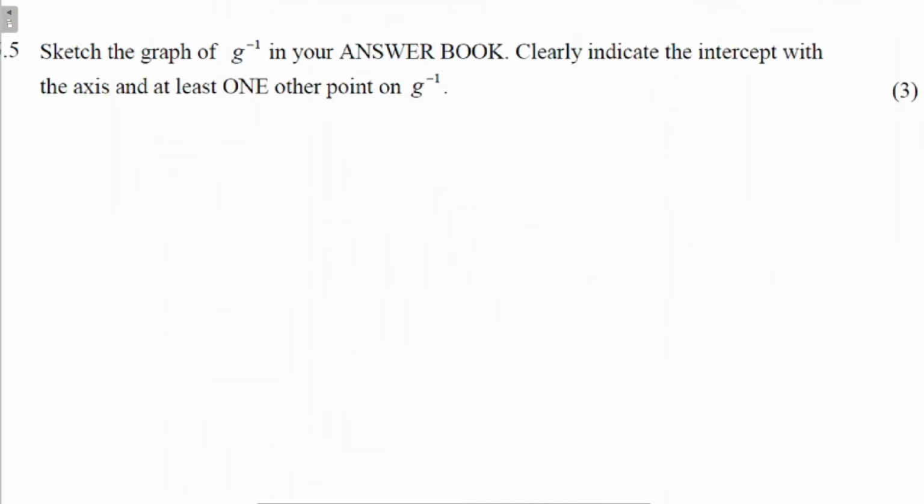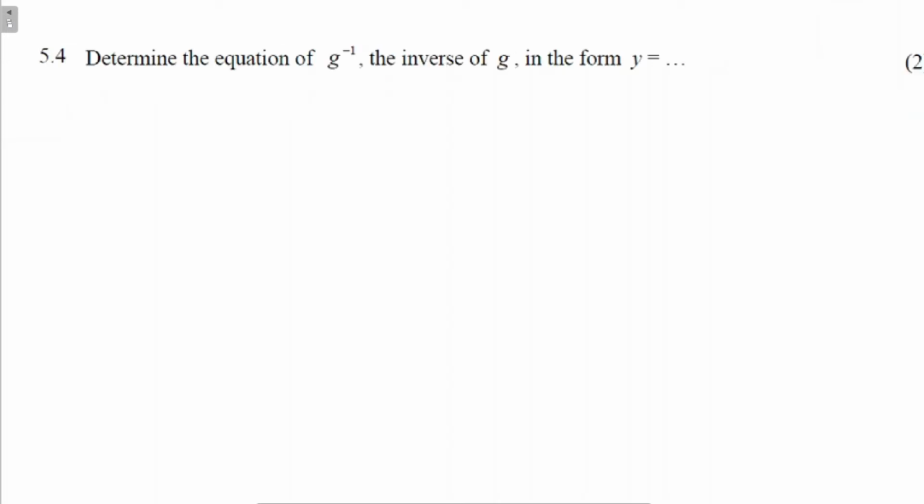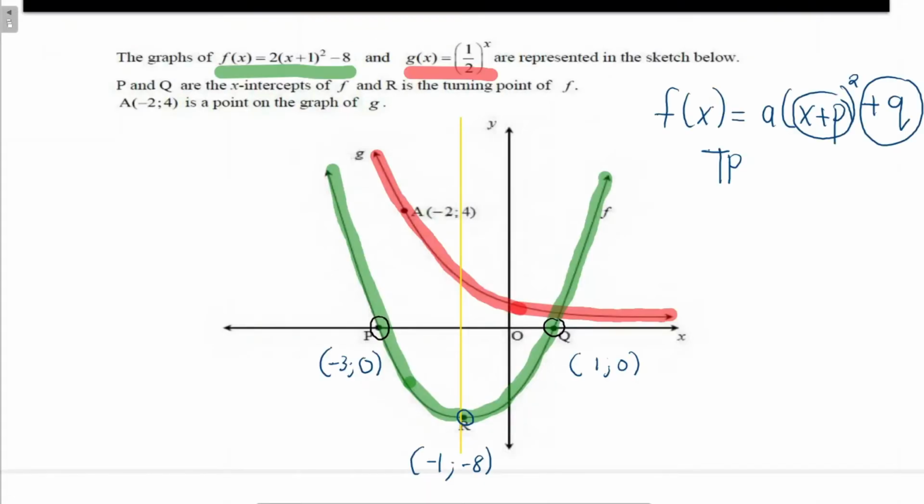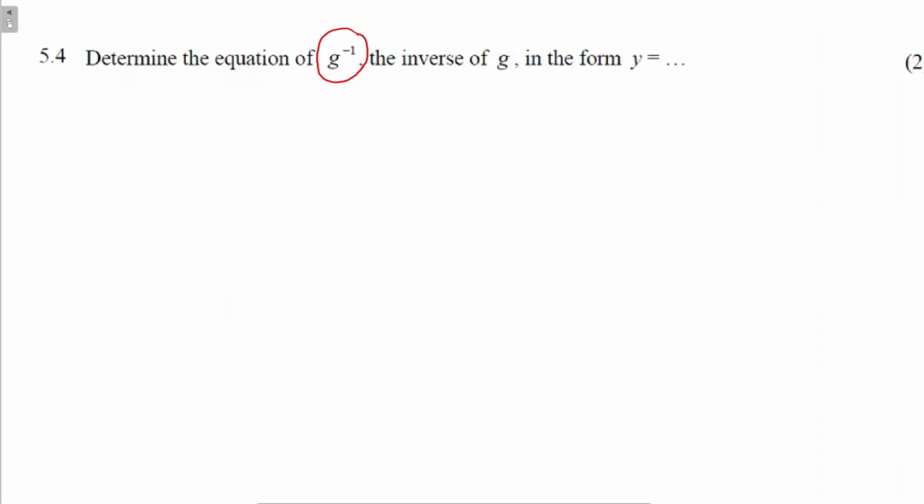Next question. It's saying sketch the... Oh, am I jumping something here? Sorry. Next question. Question 5.4. Determine the equation of the inverse, right? So if you see that g negative 1 is the inverse, right, of g. Okay, so we're going to go back to our function. What is our g of x function? I'm just going to quickly rewrite it here.